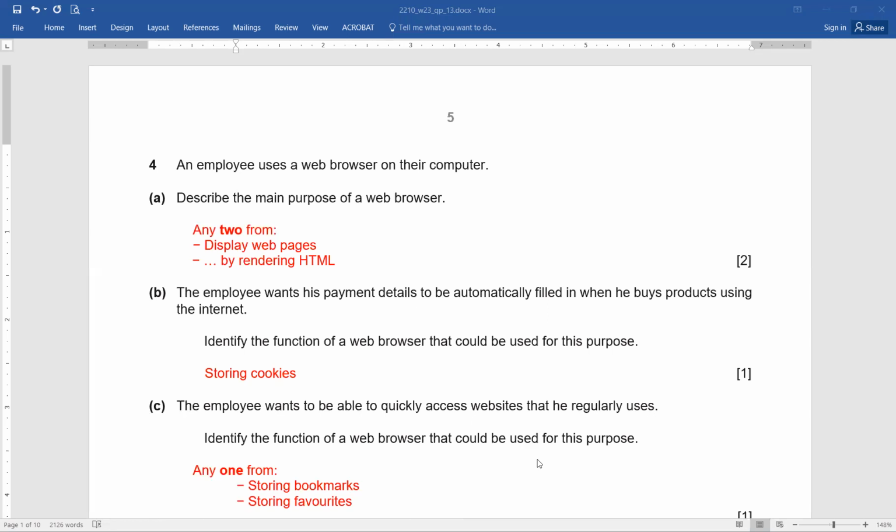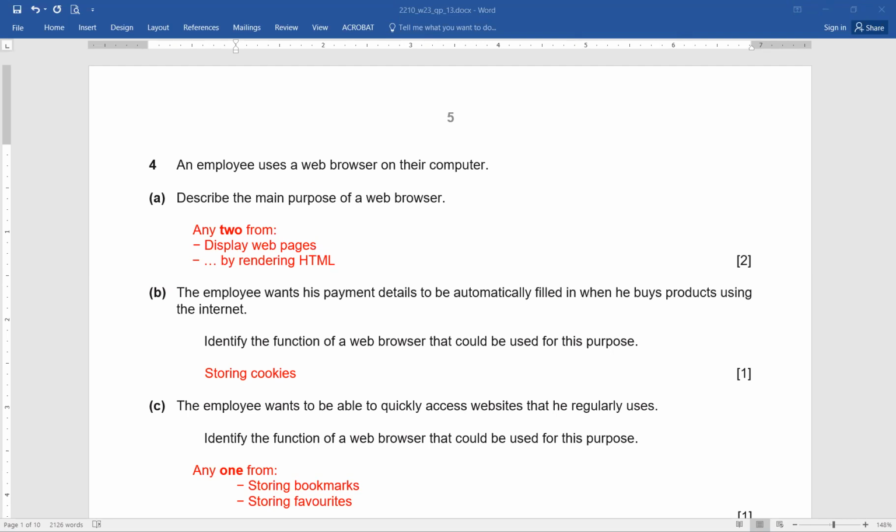A web browser is software, is a program, and you are asked to write down the purpose of the web browser. So it's going to be there to display the web pages and using definitely the HTML, like the web pages are displayed using HTML. So that is going to give you 2 out of 2.